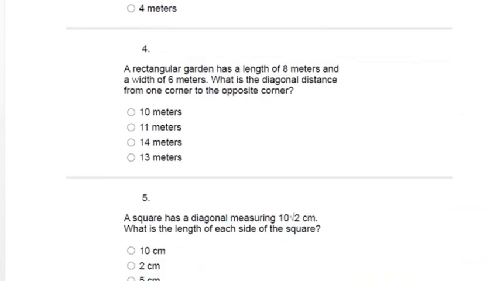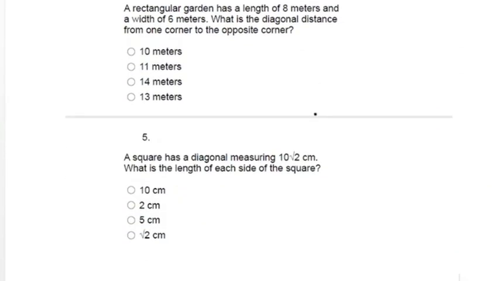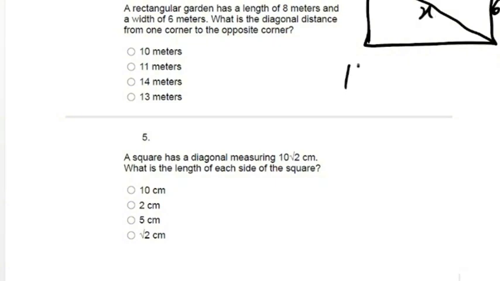Then the fourth one, a rectangular garden. So you draw the rectangle, this rectangular garden of 8 meters by 6 meters. What is the diagonal distance from one corner? So we are looking for this. This is a right angle. That means we are looking for the hypotenuse. Hypotenuse squared equals opposite squared plus what? Adjacent squared. Hypotenuse is x squared here.